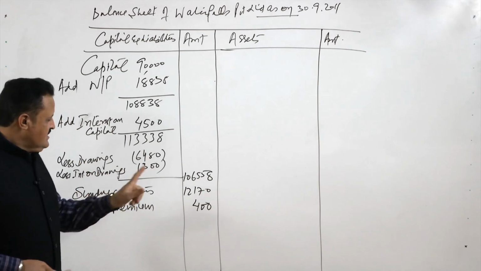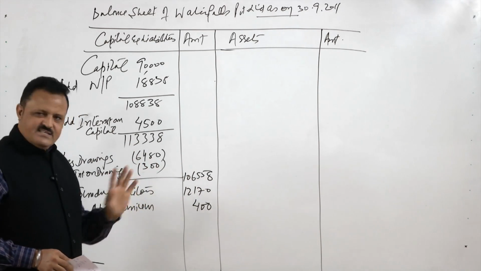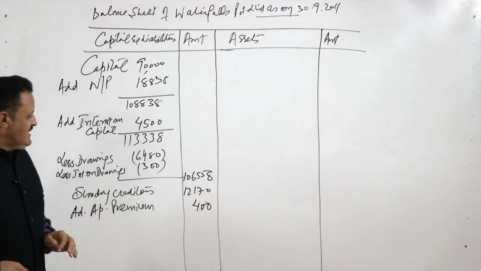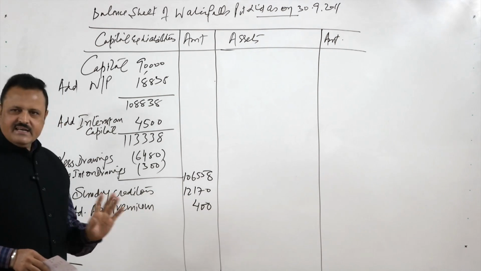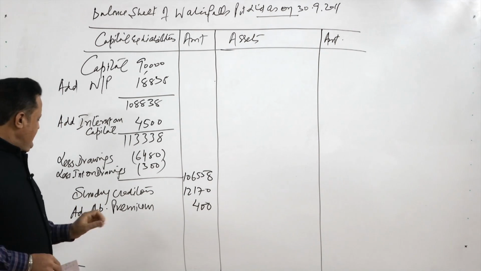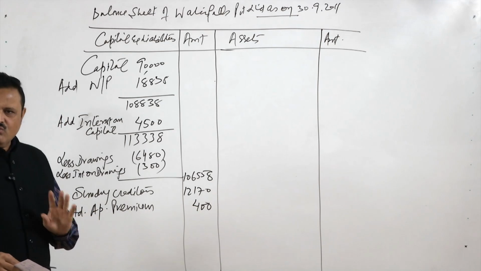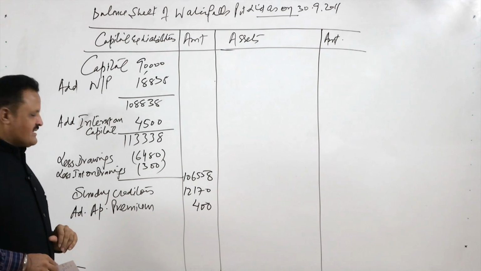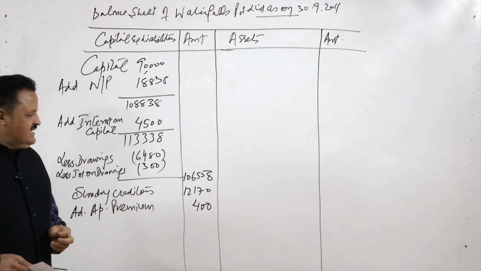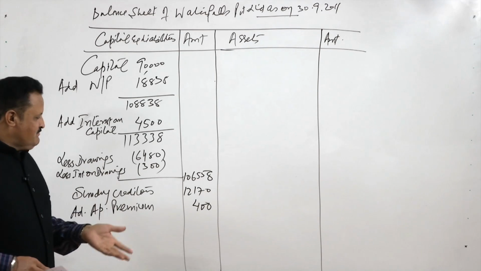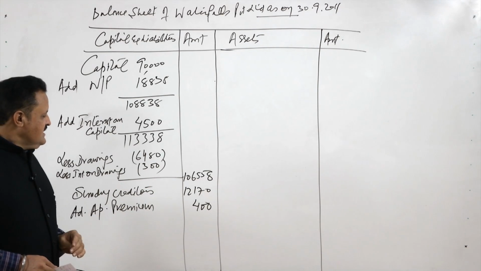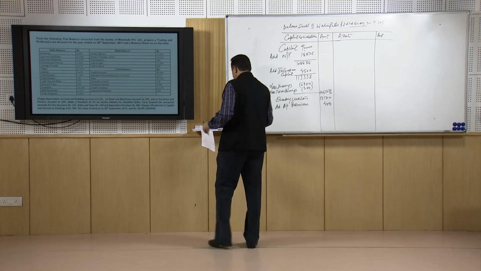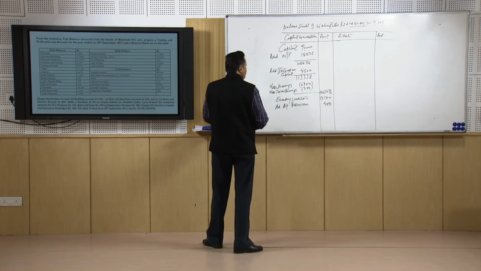We have found out these are the three important sources. One is capital. After adjusting capital for interest, drawings, everything and profit, we have found the balance of capital is 1,06,558. Then sundry creditors are 12,170, and the apprentice premium advance income is 400, which is a liability. Sundry creditors are suppliers' credit which the firm has to pay at a later date, and until they pay the suppliers, it is shown as a liability, 12,170. Now we come to the asset side of the balance sheet, and let us put the assets here.